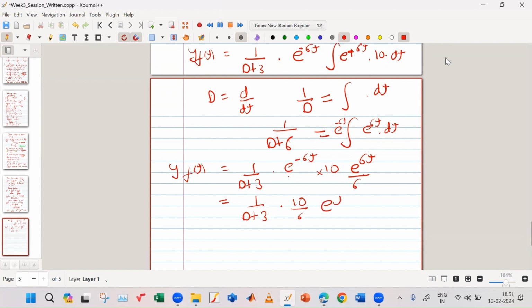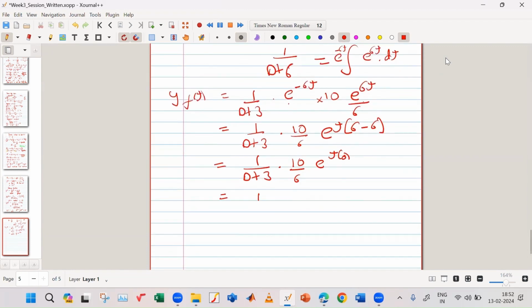Actually it is e raised to 6t minus 6t because they're in the powers, and t is common. So it is 1 by D plus 3 into 10 upon 6 into e raised to t into 0. 0 into t is 0, and anything raised to 0 is 1. So it becomes 1 upon D plus 3 into 10 upon 6 into 1. We have solved so much. Now we do the same for this part.